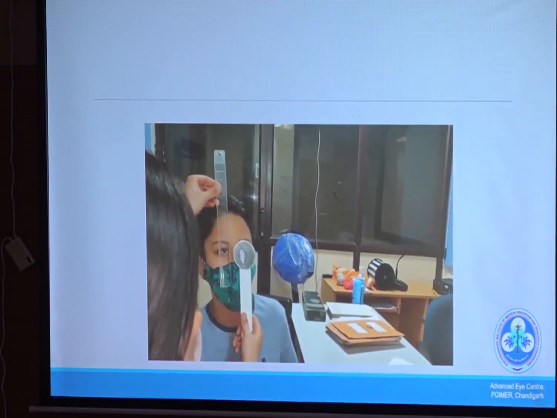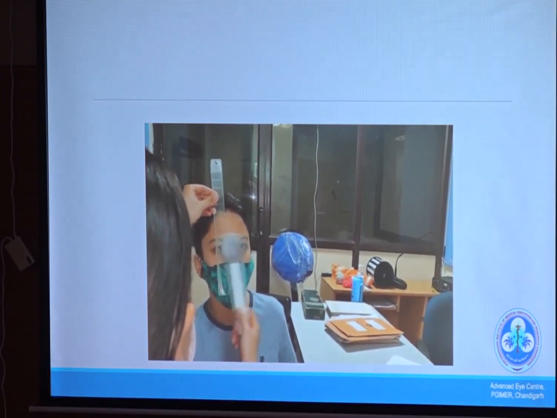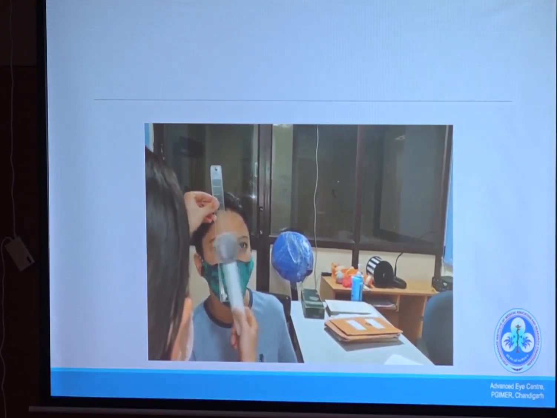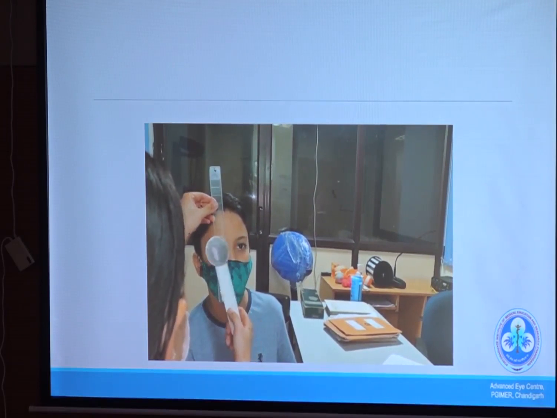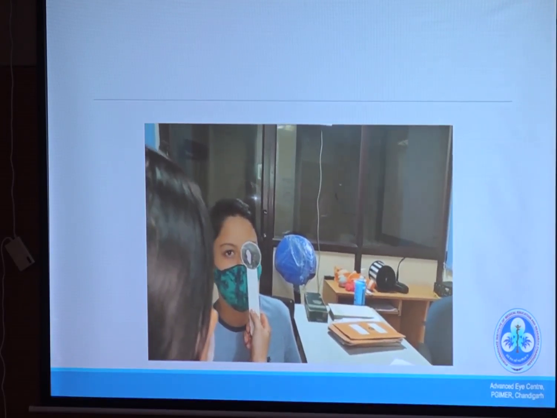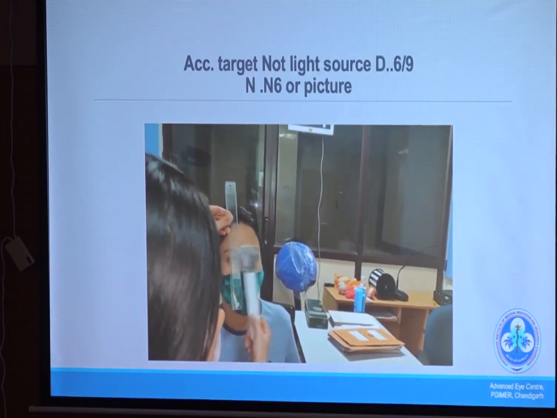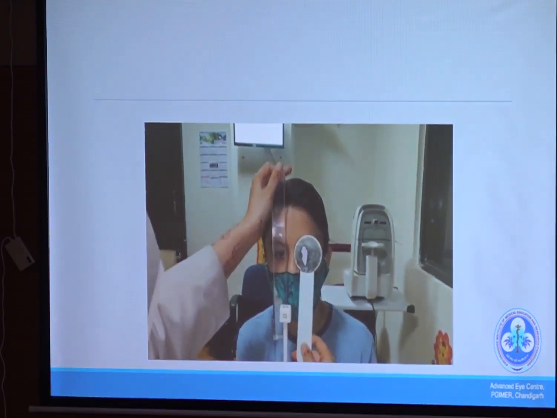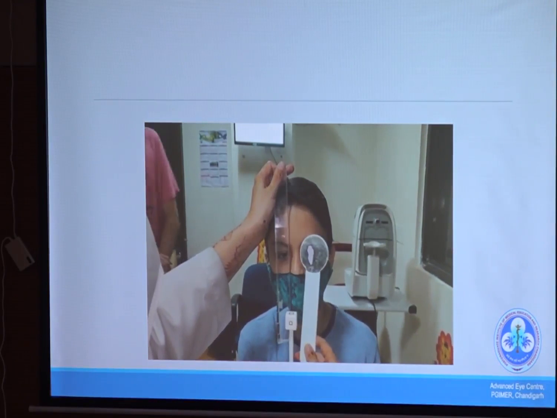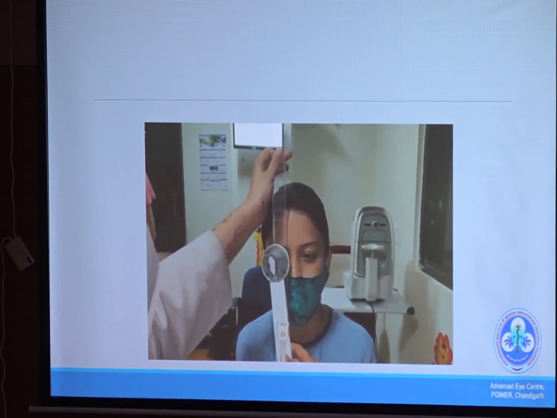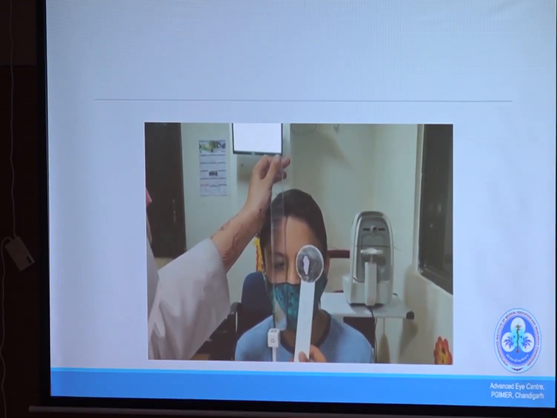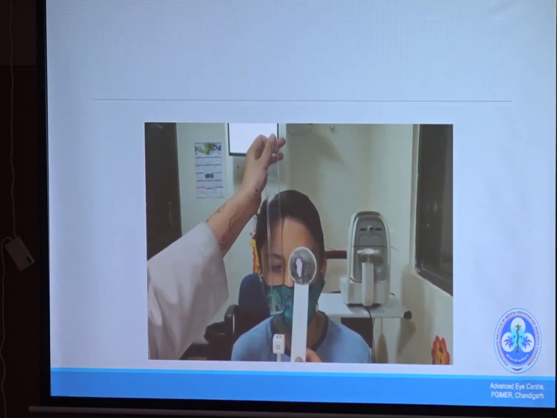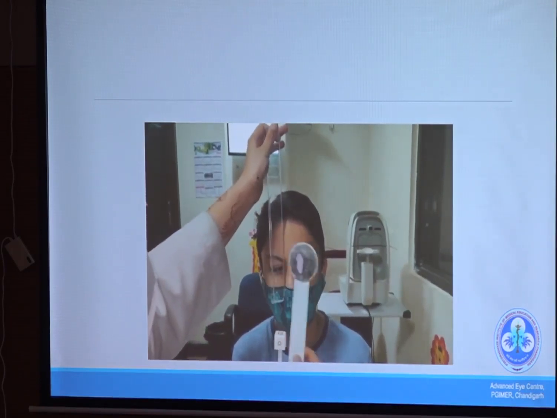Always give the patient something to read, an accommodative target, at distance and near. Don't do it with the help of a torchlight because that will be inaccurate. Once you have done it at distance, the same thing you can do at near. Near, again, you have the apex in because it's an esotropia. You keep on increasing the power, you keep on doing an alternate cover test till you see there is a neutralization of the movement of the eye.